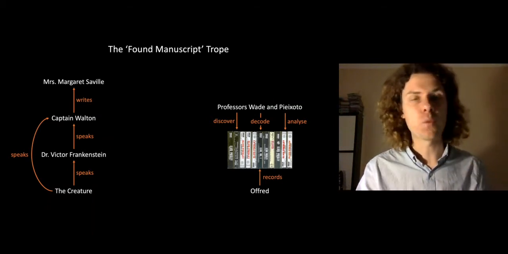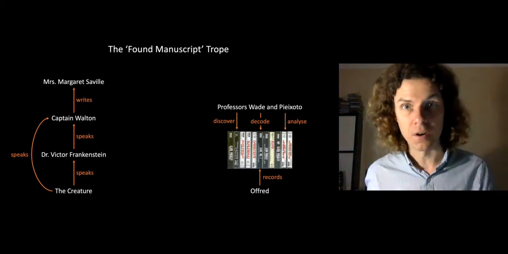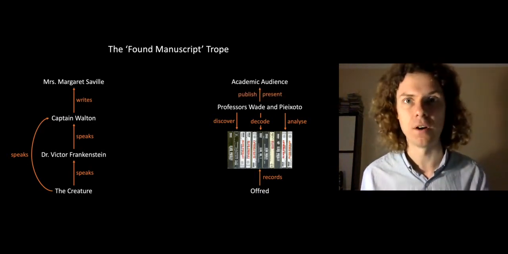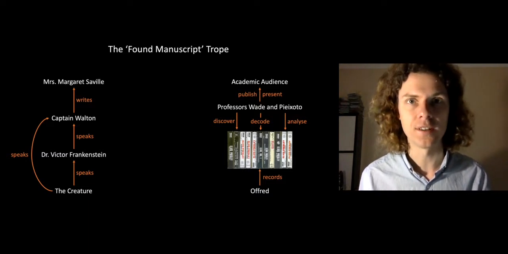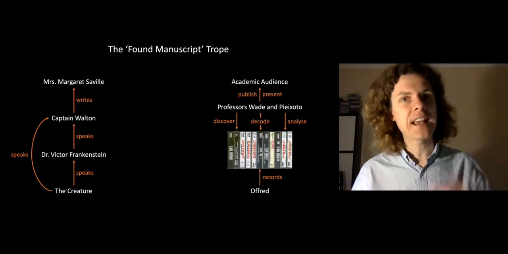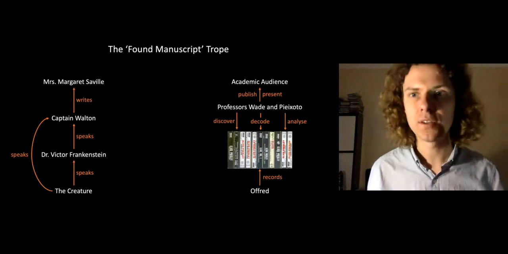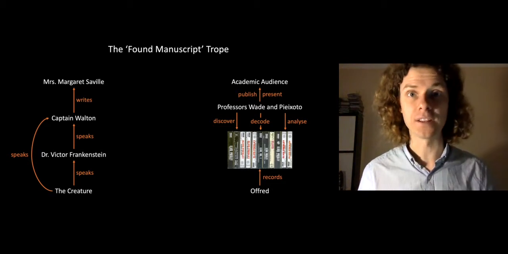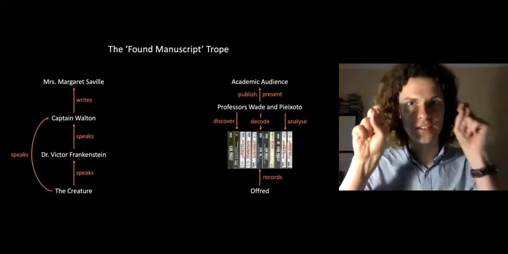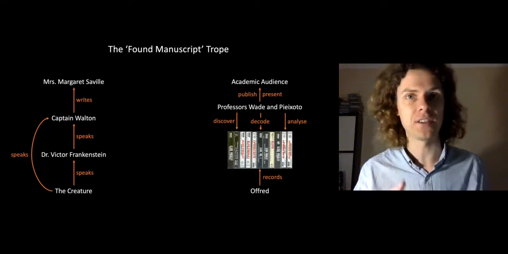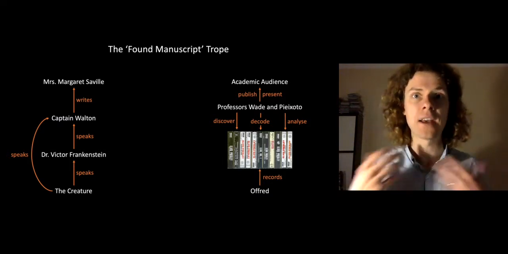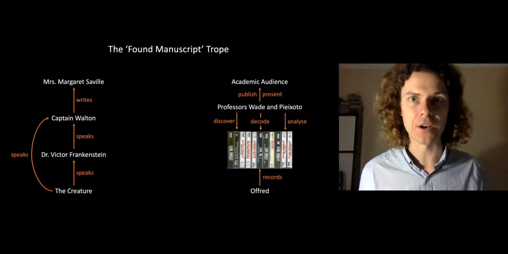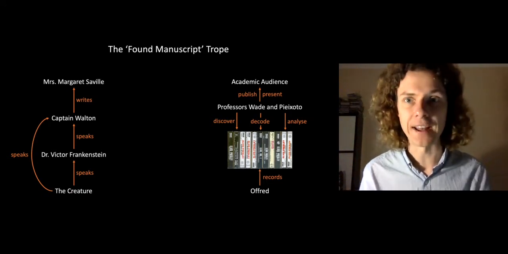And then Professors Wade and Pierzotto write a transcript of what Offred says, and that's what we have in the book, the published transcript of her recorded autobiography. And they also present this transcript to a learned society of fellow historians, which is in the back of the book in the historical notes section. You have Professor Pierzotto's talk to the society about this new manuscript, this new set of tapes that he and Professor Wade have discovered and decoded and are now publishing so the world can know about it.